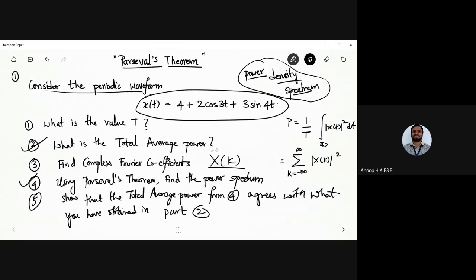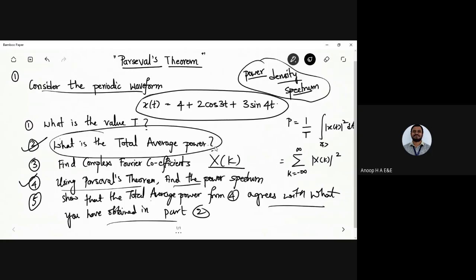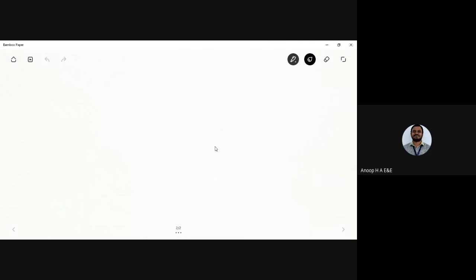Fifth one, show that the total average power from 4, that is what you get here using the Parseval theorem, agrees with what you have obtained in part 2. So this one, where we are going to find out the total average power. Okay. So next, you are going to find using the Parseval theorem, and both the things agree. So both the values that you get would be of the same value. Okay. So I think the first part is quite clear to each and everyone.